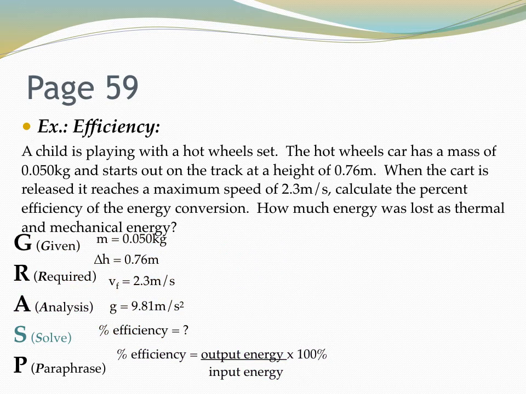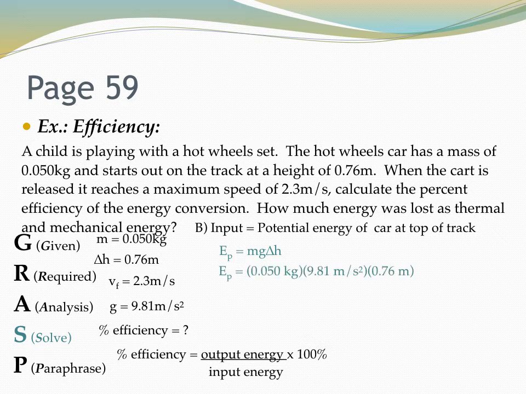Otherwise, boom. We know now that we need the input, which we're going to say is the potential energy at the top of the track. EP equals mgh. And then we just plug those numbers in that we already have. So pause here if you need to.